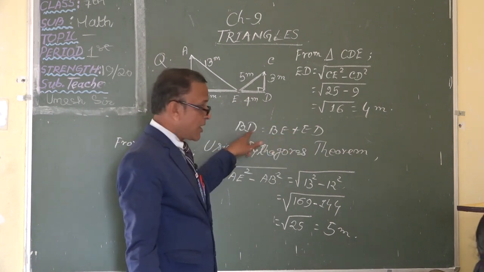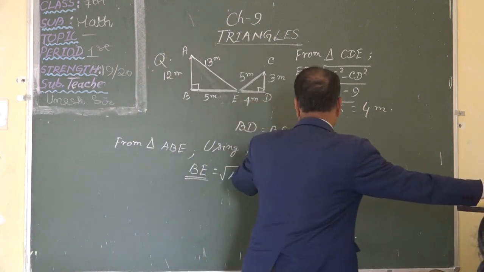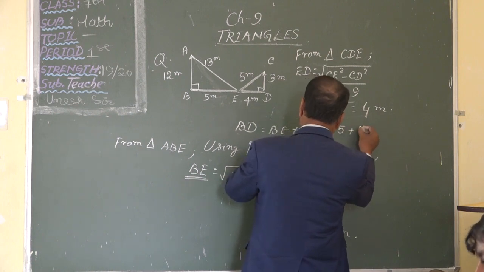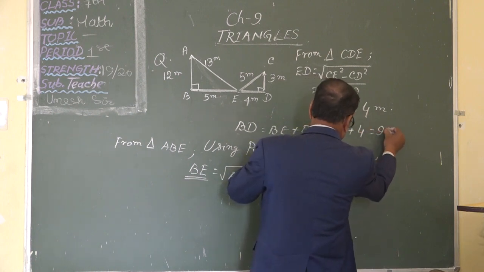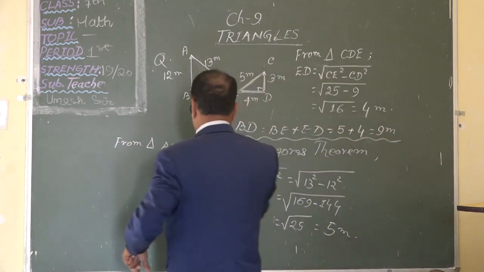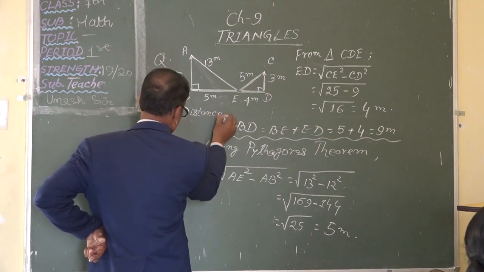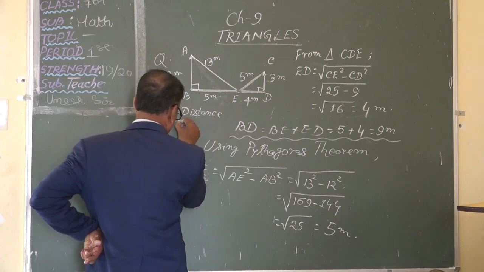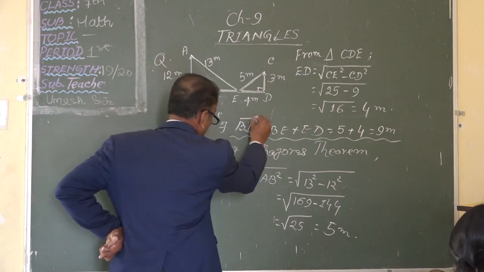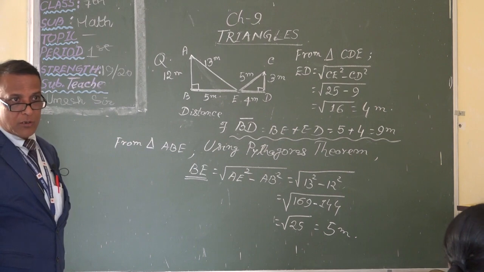So BD will be equal to this plus this. This value we already got. So this is equal to 5 meter plus ED is equal to 4 meter. So the distance between the two poles, the distance of BD is equal to 9 meter. Understood?